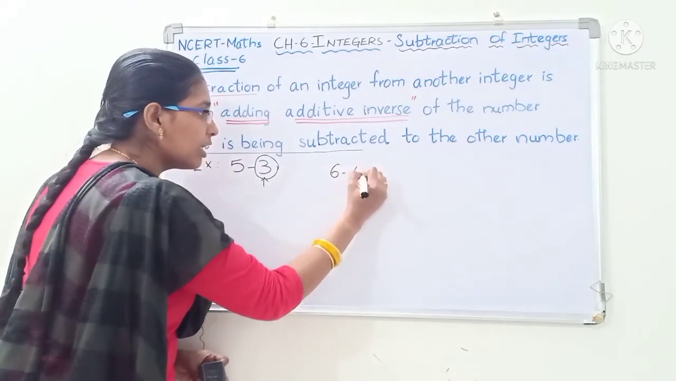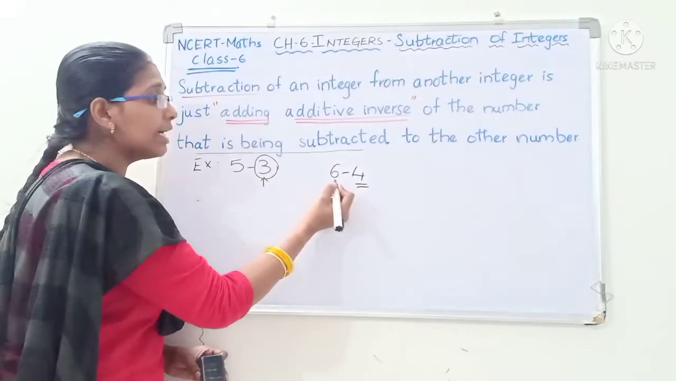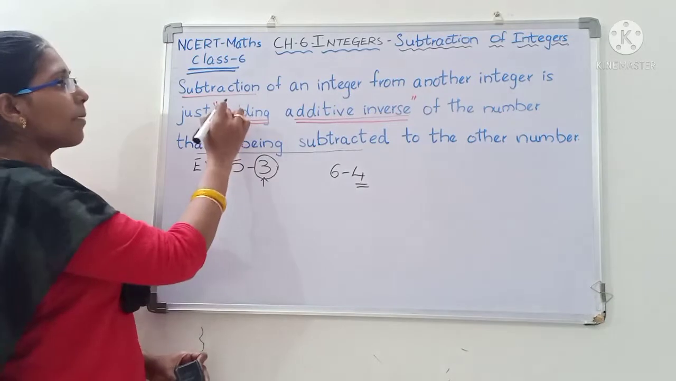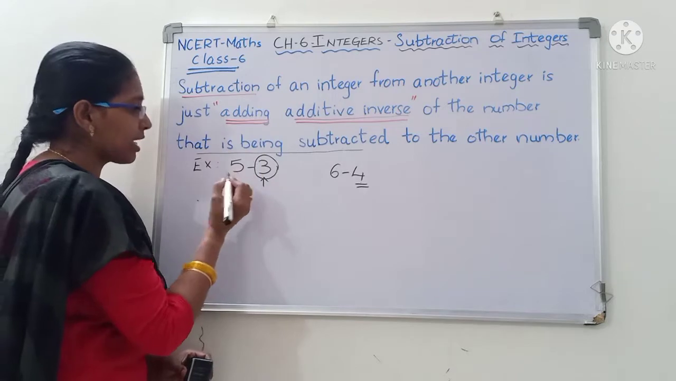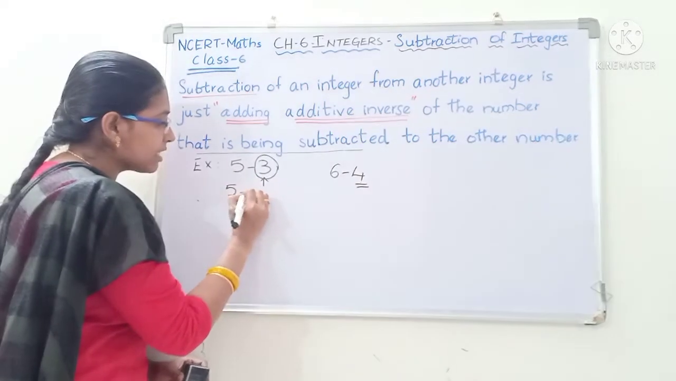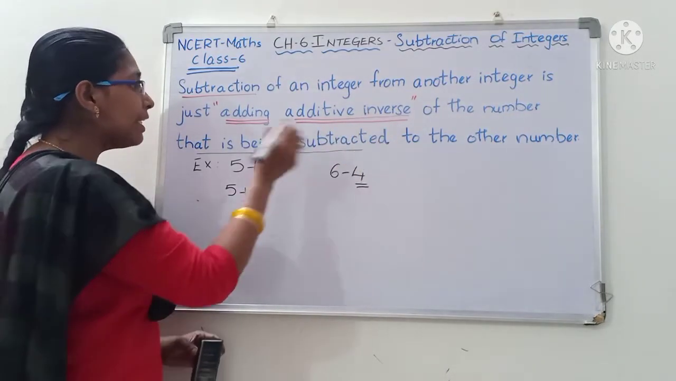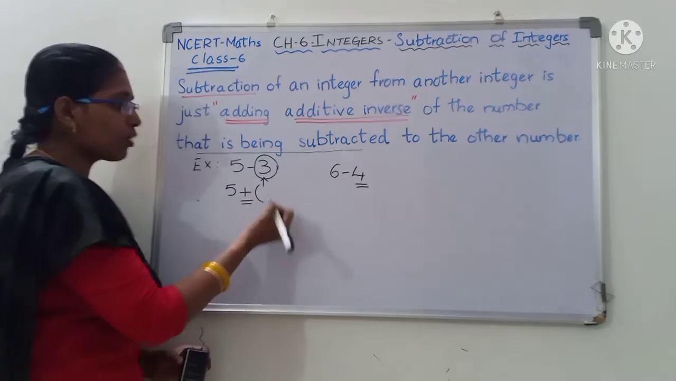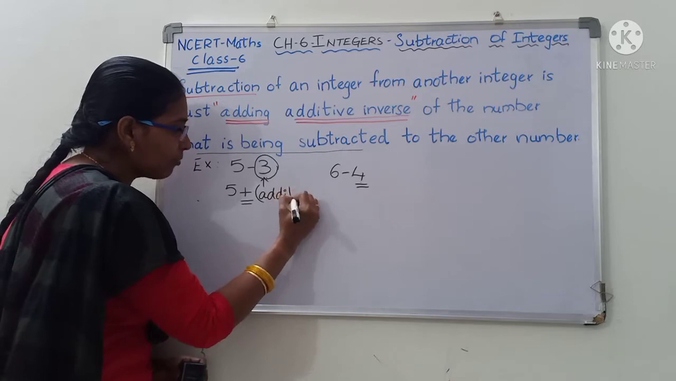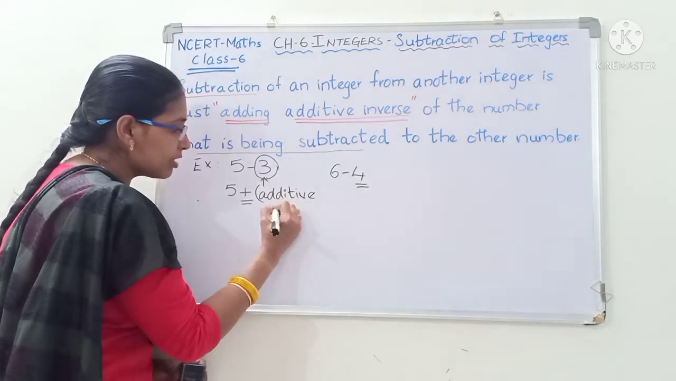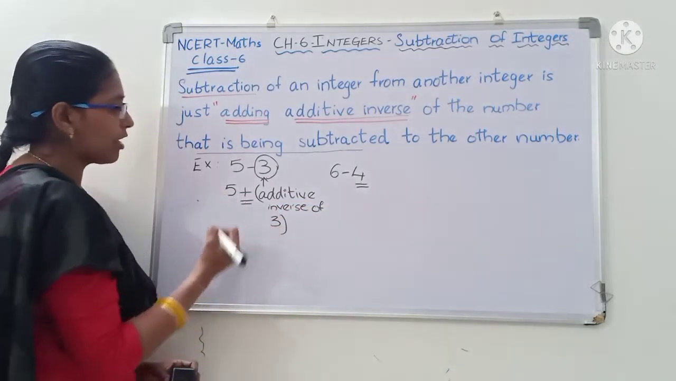6 minus 4. Here we are subtracting 4 from 6. That is, 4 is the number that is being subtracted. So, subtraction is nothing but adding the additive inverse of the number that is being subtracted. So, subtraction is nothing but adding. So, you write the plus symbol. What do you add here? You add the additive inverse of the number that is being subtracted. What is the number that is being subtracted? 3. So, you add the additive inverse of 3 to 5, the other number.